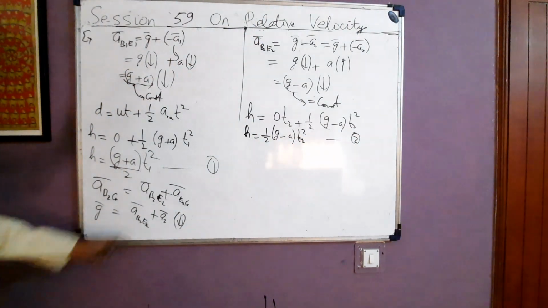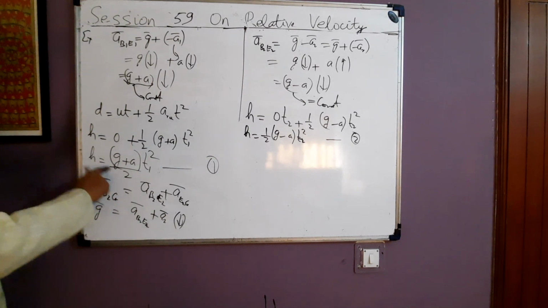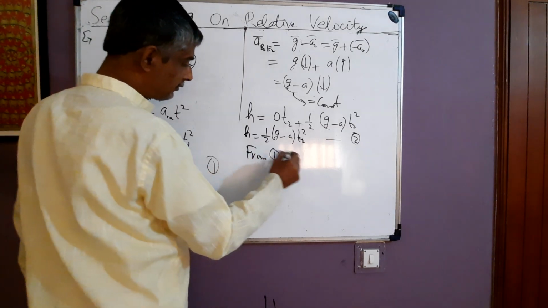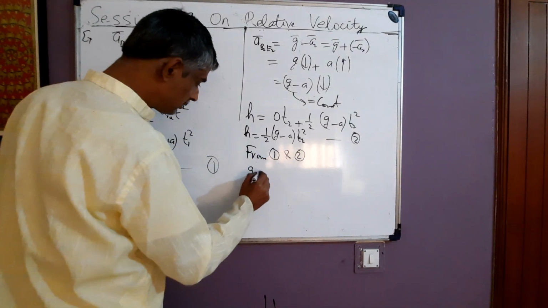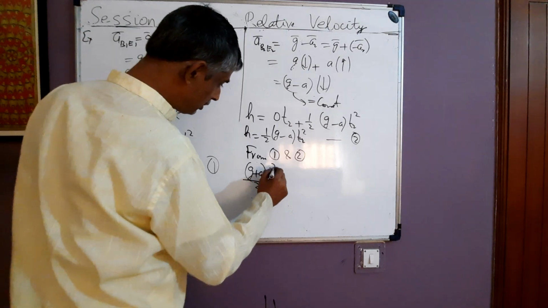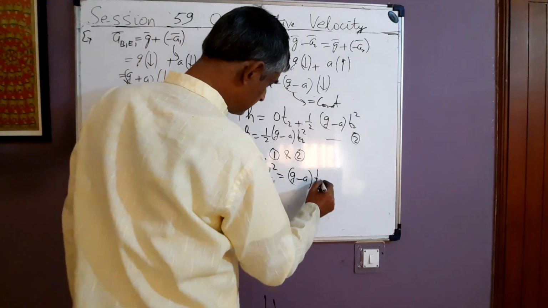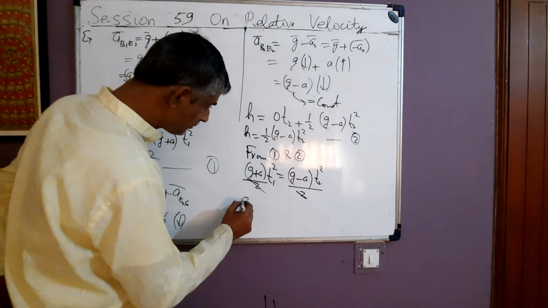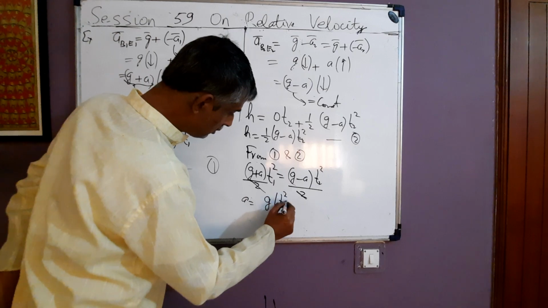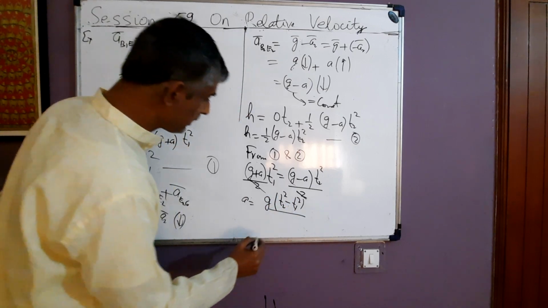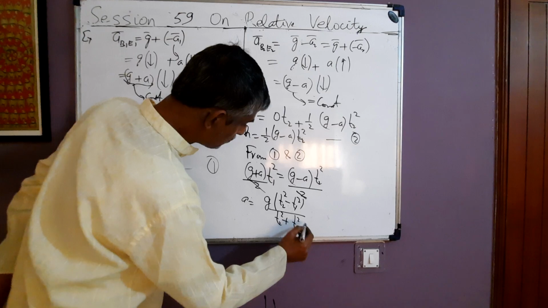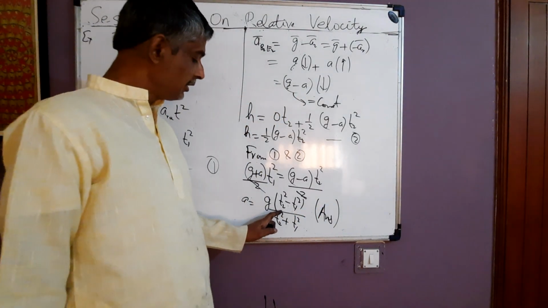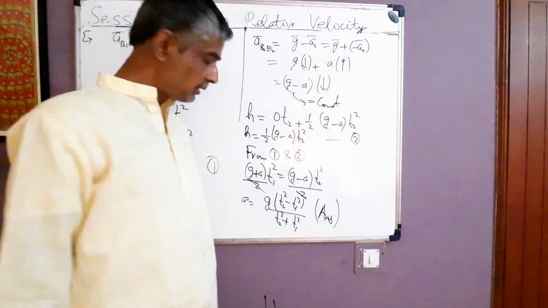From these two equations you have to determine a and h. Now h is the same, so these two are equal. From the first and second equation, what do we get? (g plus a) by 2 into T1 square equals (g minus a) into T2 square by 2. So 2 and 2 go away. From this we can solve for a. a is equal to g times (T2 square minus T1 square) by (T2 square plus T1 square). This is the answer to the first part of the question.